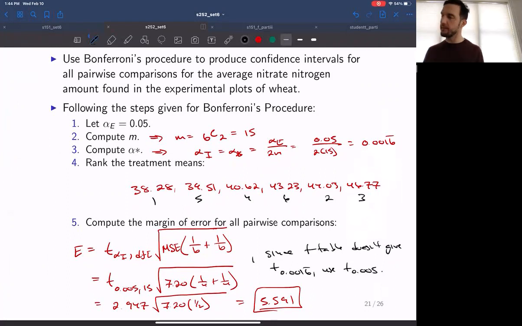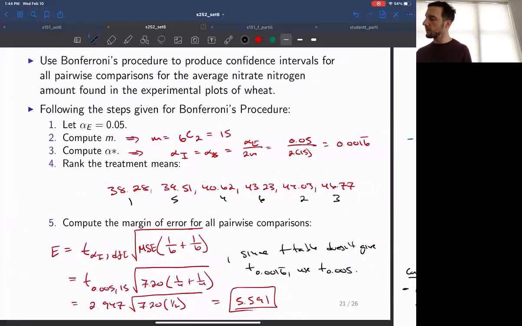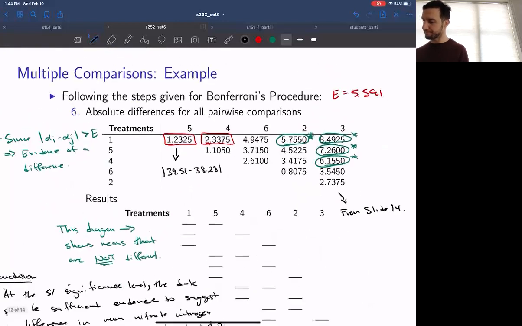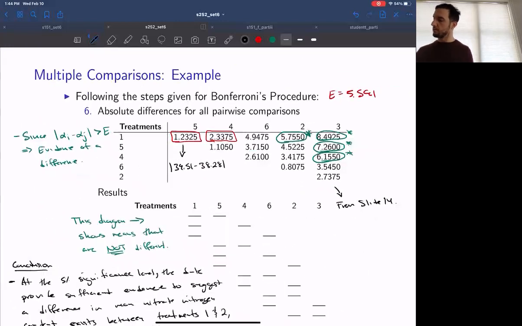Yeah, and then actually here, this is an easier way to see it because now you have 5 minus 1, then you have 4 minus 1, 6 minus 1, 2 minus 1, 3 minus 1, and that's what's given in the first row here. Any other questions?